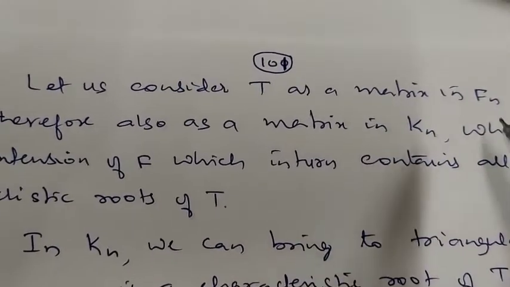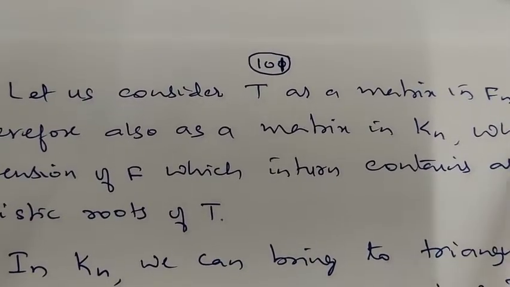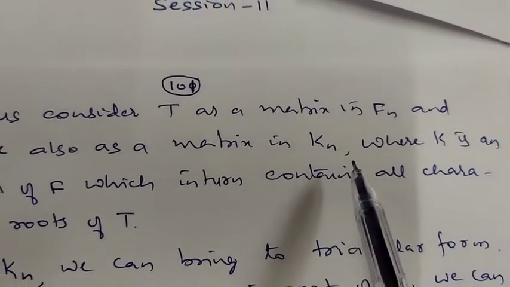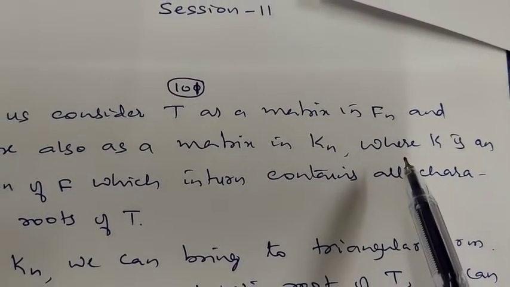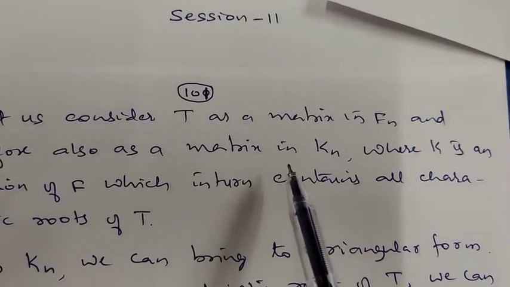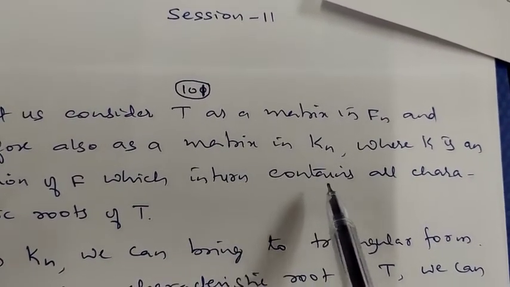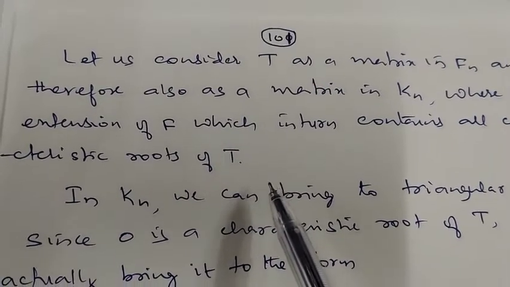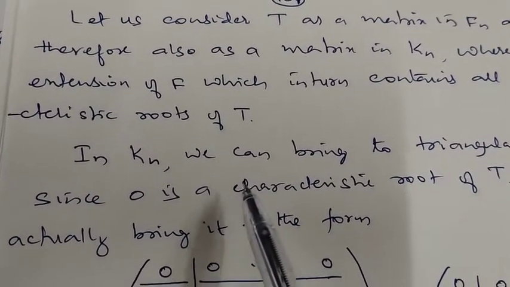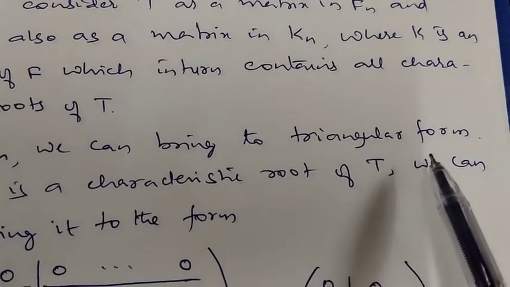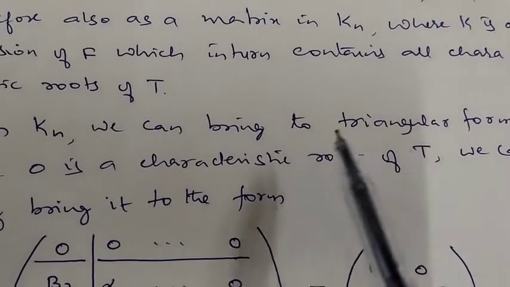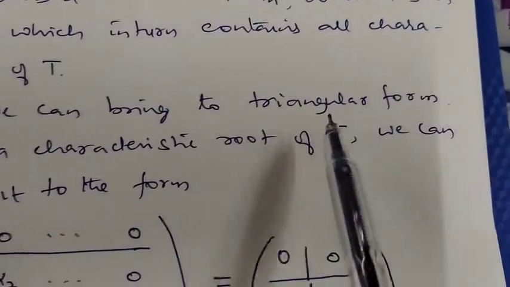Now, let us consider T as a matrix in Fn, and therefore T is also a matrix in Kn, where K is an extension of F. Definitely if we extend F to K, K contains all the characteristic roots of T. Therefore in Kn we can bring T to triangular form, because the criterion for the triangular form says all the eigenvalues must lie in the field. So yes, T can be brought into triangular form.